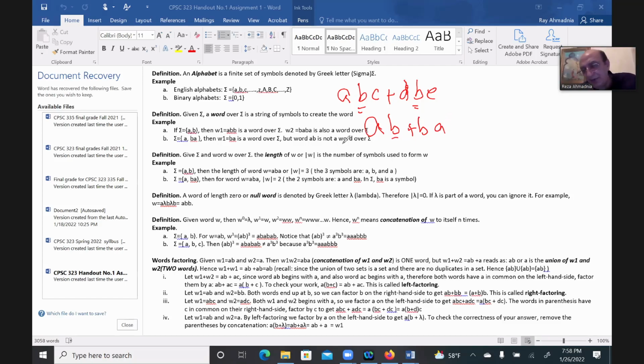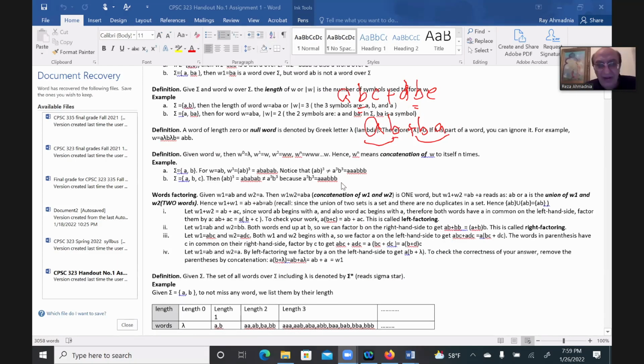I cannot simplify this because these are two different words. This one starts with A, this one starts with B. This one ends in B, this one ends in A. They don't have anything in common on the left-hand side, and nothing in common on the right-hand side. Okay? Thank you. You're very welcome.